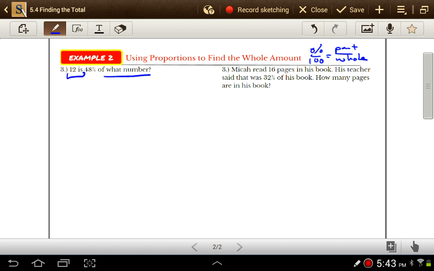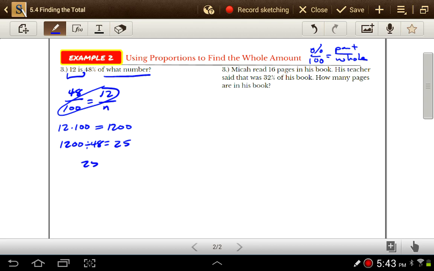So we're going to take our percent, 48 over 100, equals 12, which is our part, over our unknown. To solve it, I'm going to do 12 times 100. Remember, I multiply the cross numbers I know. That is 1200. And then I divide it by the number that's with the unknown. 1200 divided by 48, and that is going to give me 25. So the answer is 25. 12 is 48% of 25.